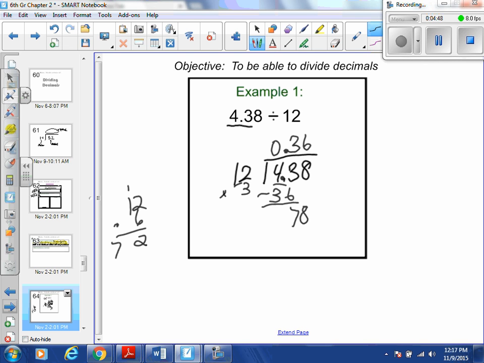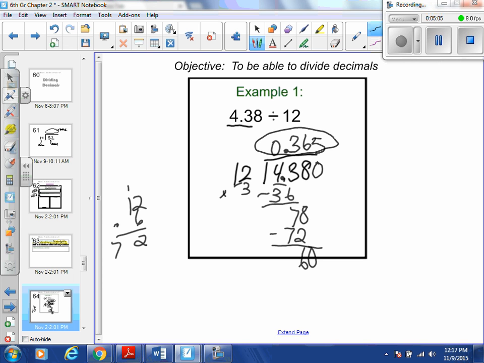12 times 6 is 72. All right, and we need to continue until there's no remainder. So 8 minus 2 is 6. I'm going to put a 0 here and bring a 0 down here. 12 goes into 60 5 times exactly, which is awesome because that means we're done.